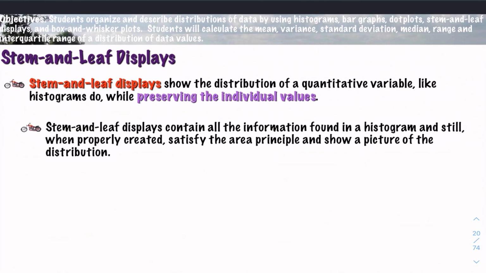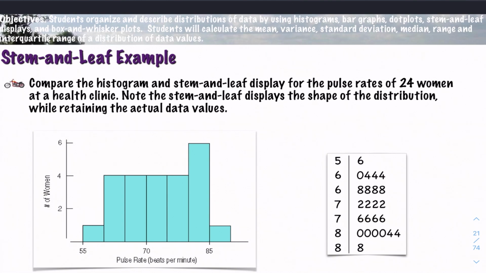Another way of displaying the data in a similar fashion is a stem and leaf plot. A stem and leaf plot shows the distribution of a quantitative variable like a histogram does, while preserving the individual values. Now, you might have seen a stem and leaf plot way back in 6th or 7th grade, and so we're just going to refresh your memories on that. A stem and leaf plot display contains all of the information found in a histogram, and still, when properly created, satisfies the area principle and shows a picture of the distribution if you just turn your head slightly sideways.